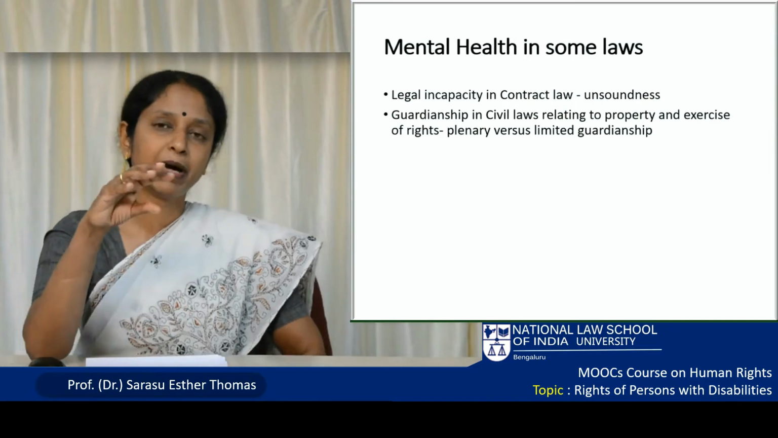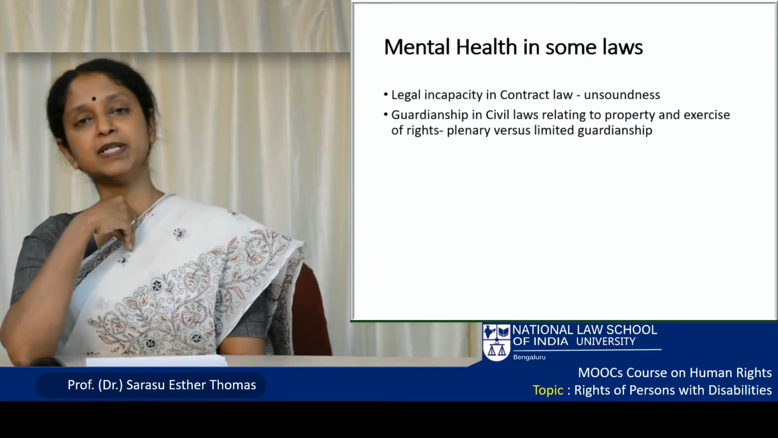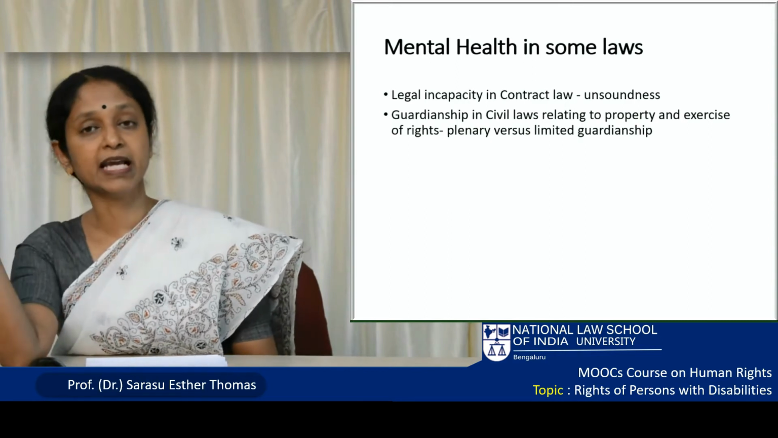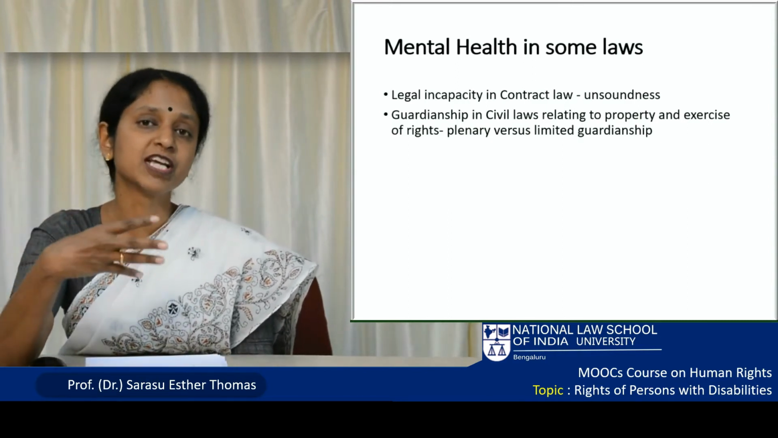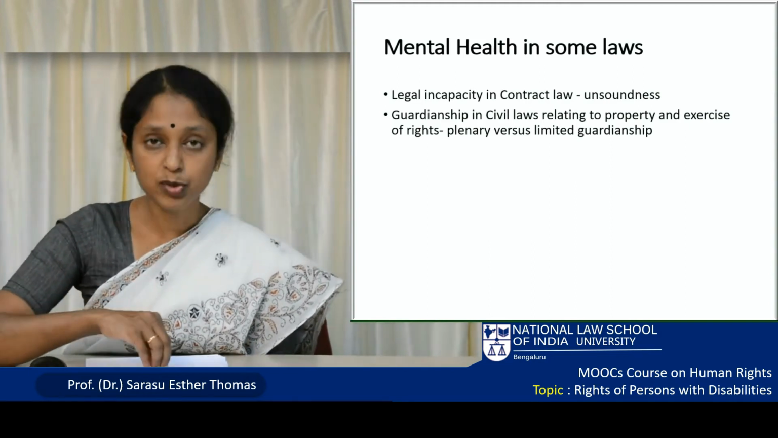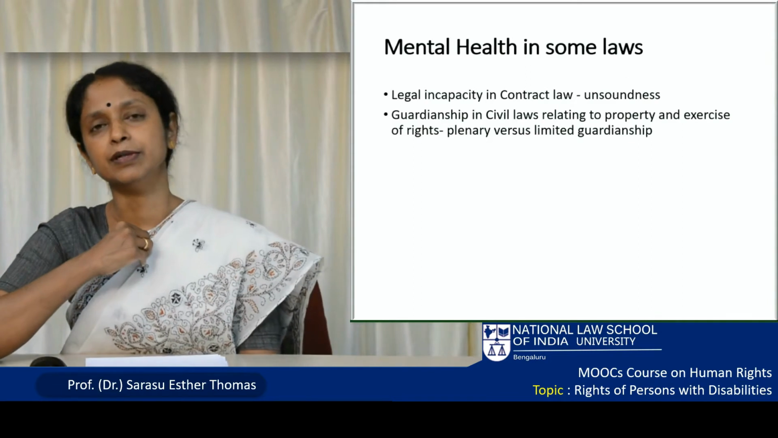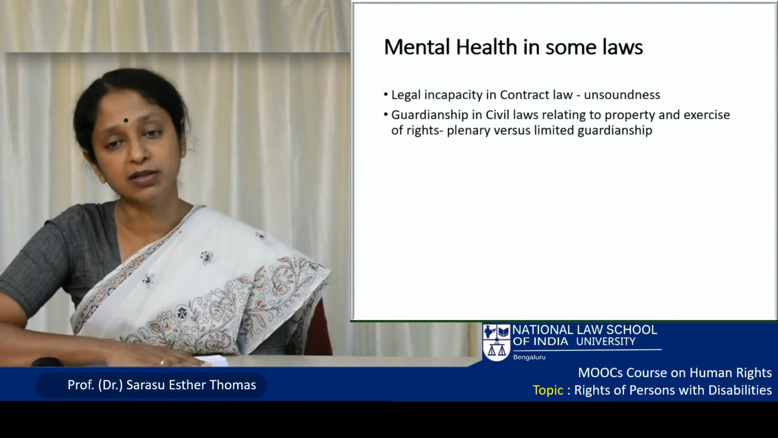Now a guardian of a minor only extends to the age of 18, but a guardian of a person with mental disability may extend to the lifetime of the person with disability. So there should be some kinds of checks and balances to make sure that the power of guardianship is not abused, that the person with disability is consulted when decisions involving him or her are being taken.